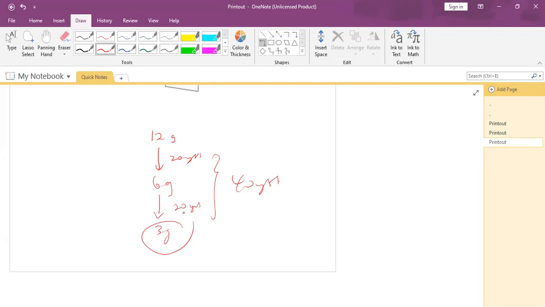Number 24. Damage to the semicircular canals of the inner ear may result in A, a loss of hearing, B, an inability to distinguish between tastes, C, loss of color vision, and then D, loss of balance. Semicircular canal. D, correct. Remember, it's associated with balancing. So the person will not be able to balance well. Loss of balance, okay, correct.